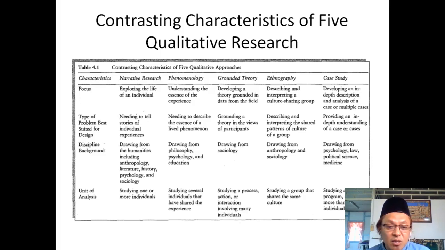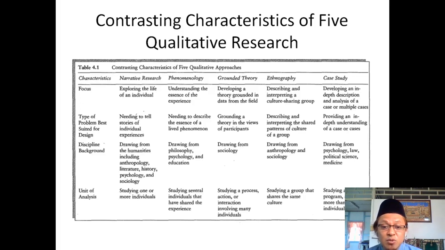So for narrative research, the unit of analysis is studying one or more individuals. Okay, for example, you want to study our former Prime Minister Tun Dr. Mahathir, or you want to study the life of Tun Abdullah Badawi. Okay, so these are people who have a lot of influence, right? So you study that particular individual. So it is what we call narrative research.